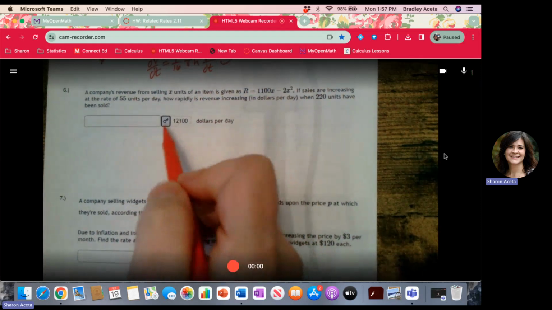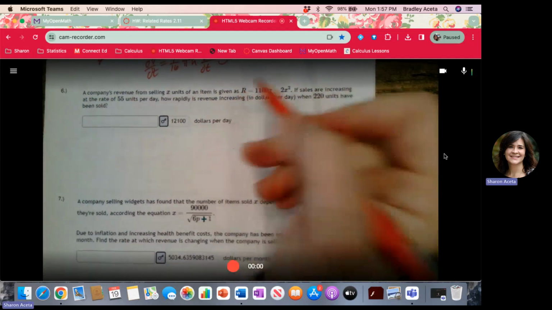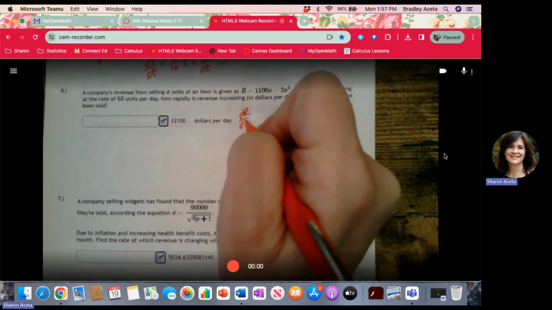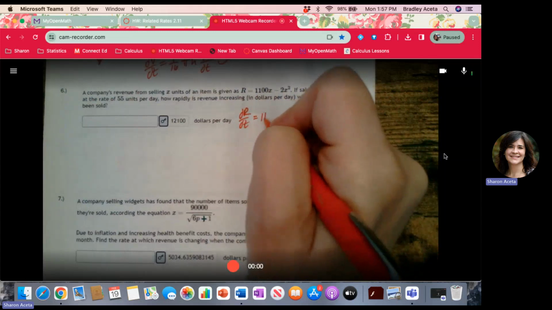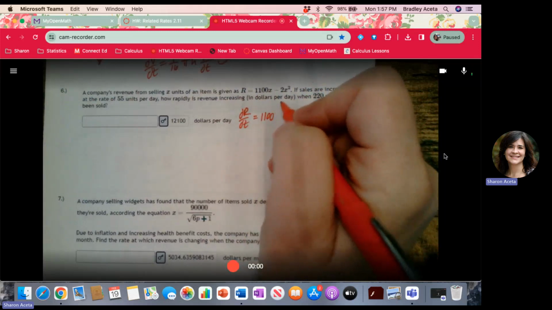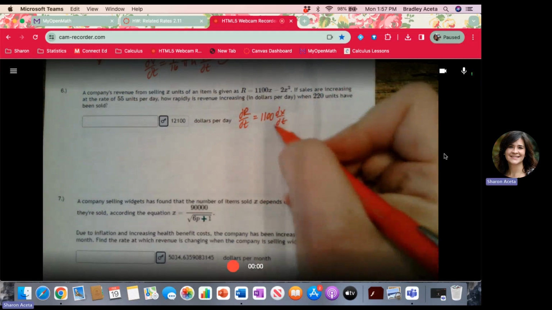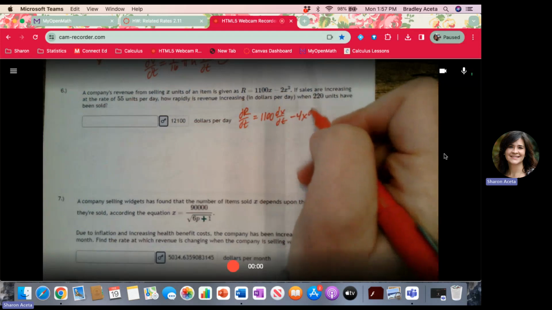Okay, and actually here's our answer. So what you just have to do right here is simply take a derivative. So the derivative of R would be dR/dt with respect to time. The derivative of 1100x is 1100, but wait, don't forget dx/dt. A lot of students were forgetting that. The derivative of 2x squared is 4x dx/dt again.